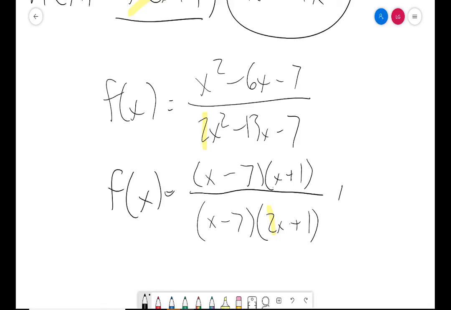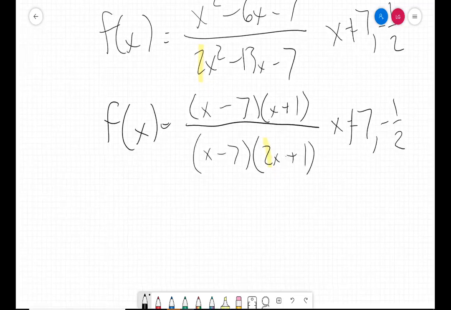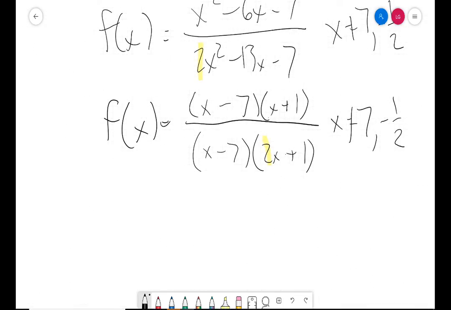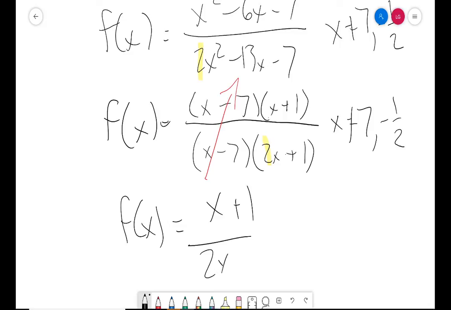Now we're looking at some domain issues too. x cannot be 7. x can also not be negative 1/2. If you attempt to plug either of those two numbers into f, it will implode and give you an error. And it so happens as well that we have a factor here, a division to do. So what we're looking at is that this initial f simplifies to this, where we want to maintain an understanding of equivalency and how it needs to maintain all aspects of the original f, including its domain issues.